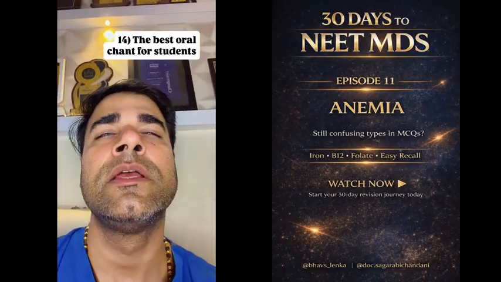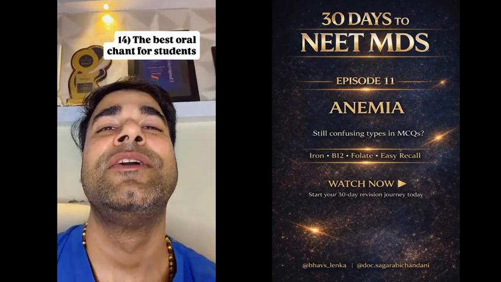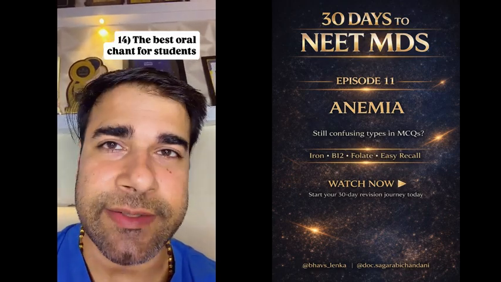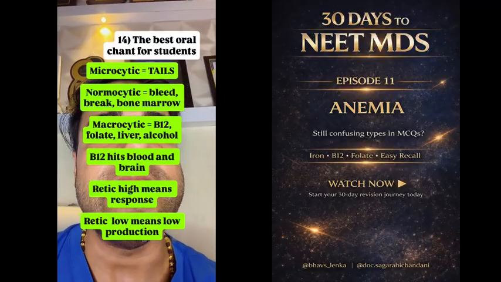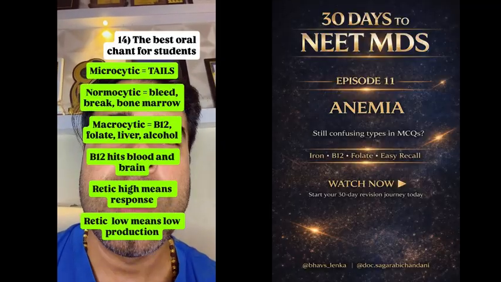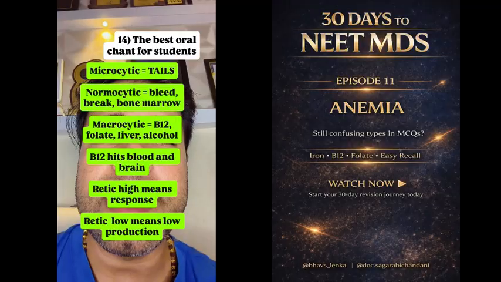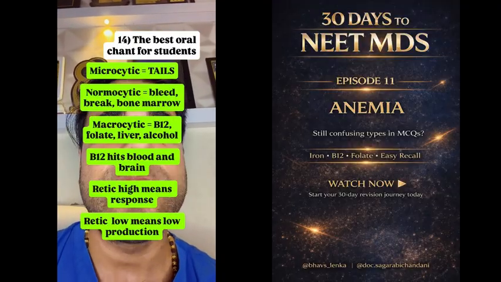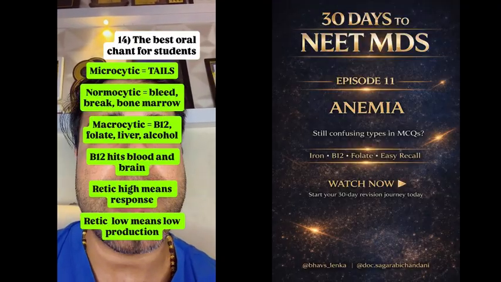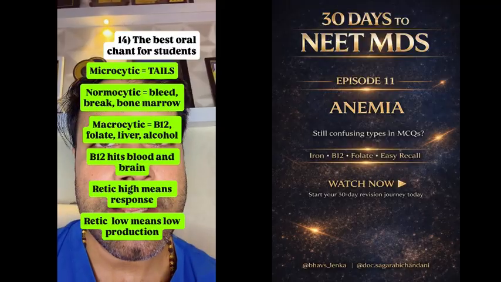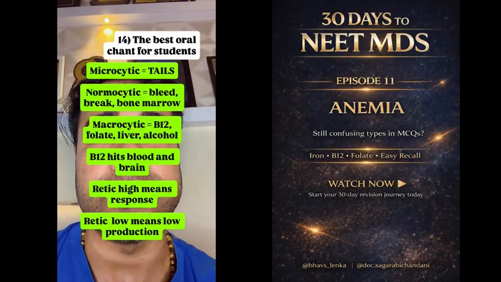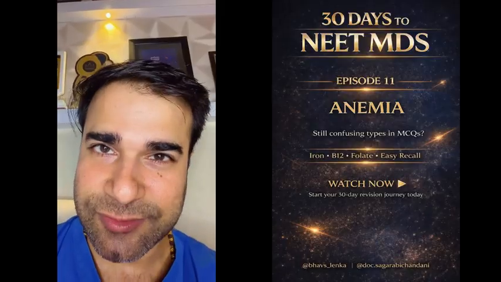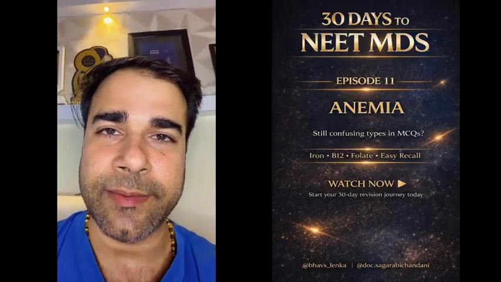Next, the best oral chant for students. Say this daily. Microcytic is TAILS. Normocytic is bleed, break, bone, marrow. Macrocytic is B12, folate, liver, alcohol. B12 hits blood and brain. Retic high means response. Retic low means low production. Extremely useful and helpful. Hope that helps.